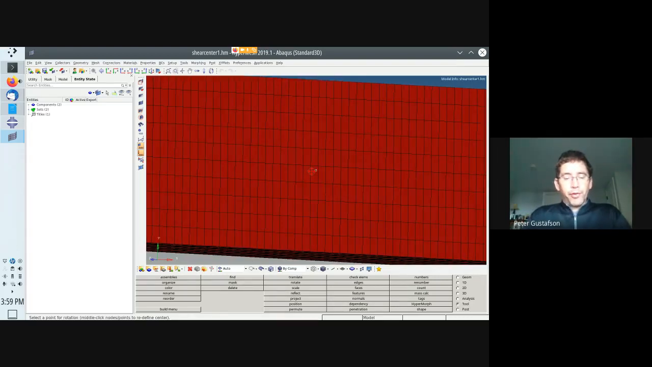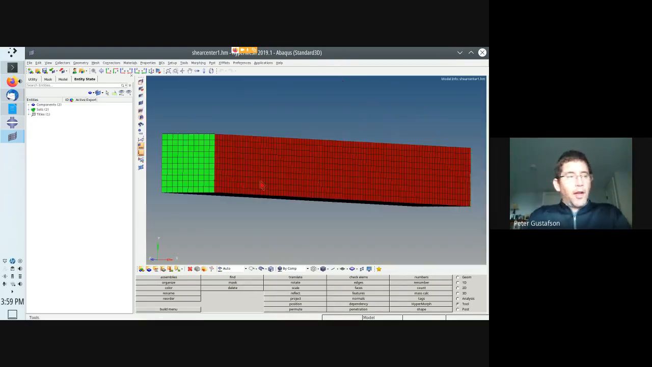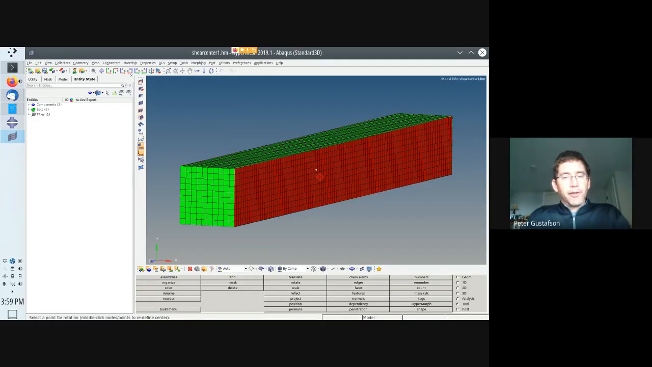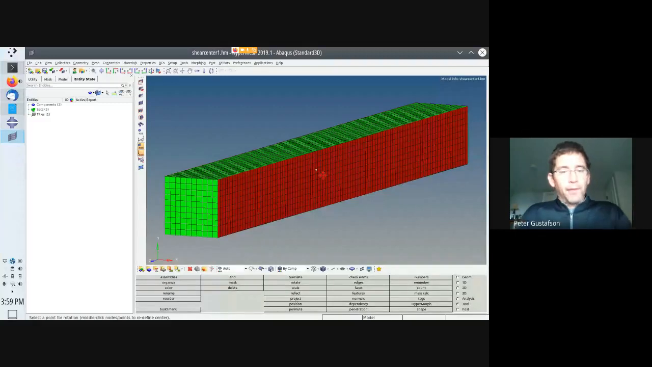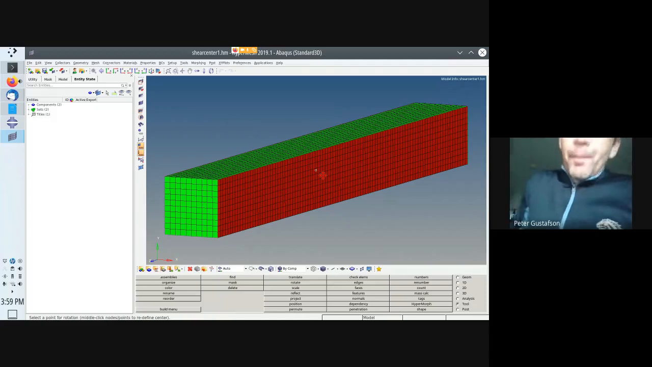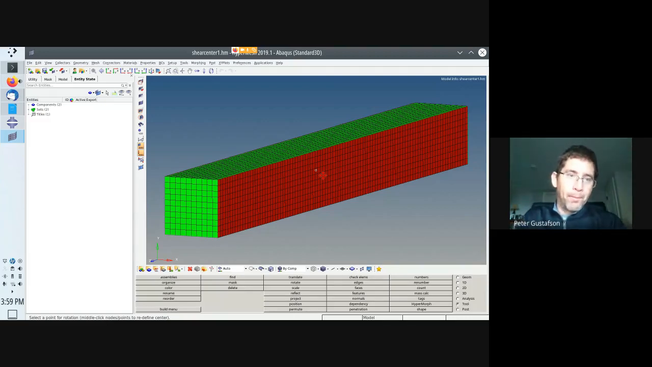So I just built this. I built this beam model in HyperMesh. It took me about, I'm going to say, 5 minutes to get everything how I wanted it. It would have taken me longer than this in Abacus, although I could have done it without any trouble.